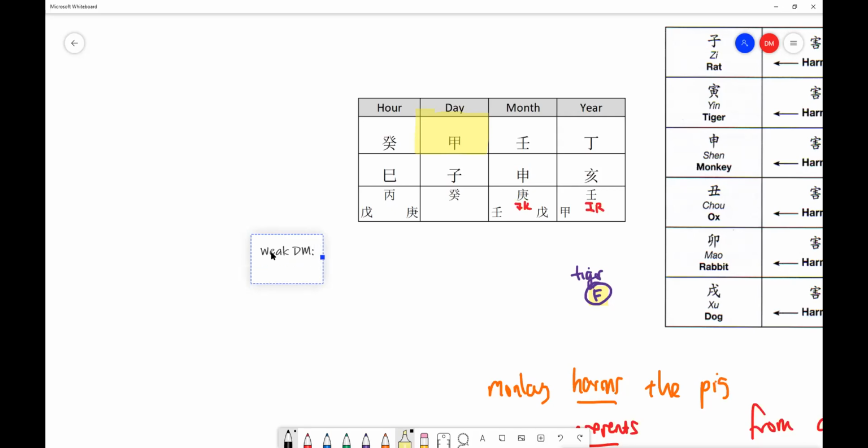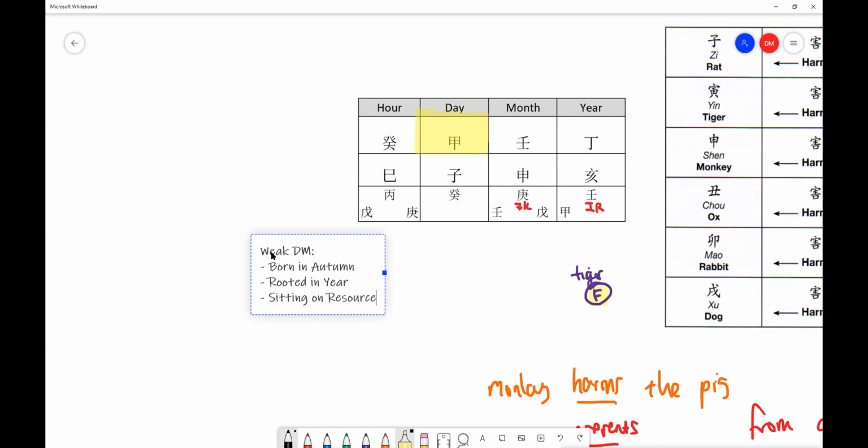Okay, so you conclude that this is a weak day master. Why? Because number one, born in autumn. Any other reason? Any other supporting link? Not rooted? Sure, it's rooted in the year. It's sitting on what? Resource.